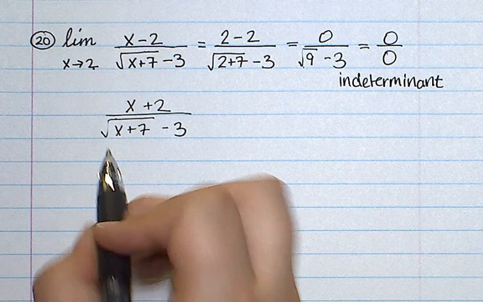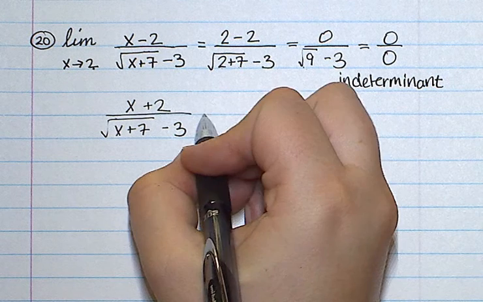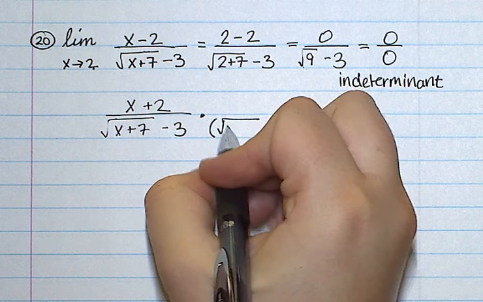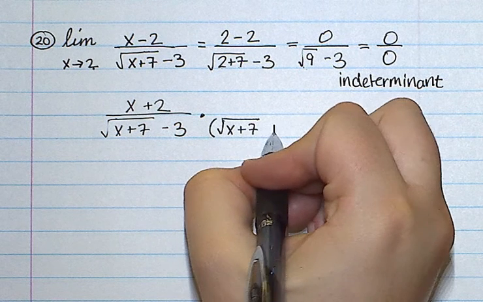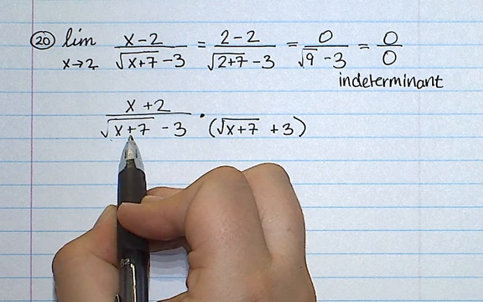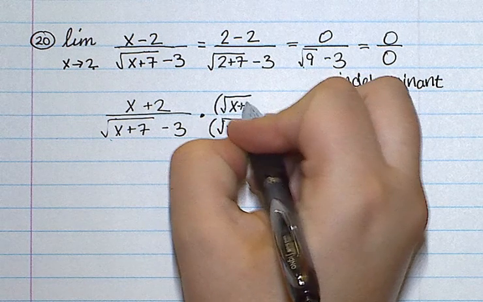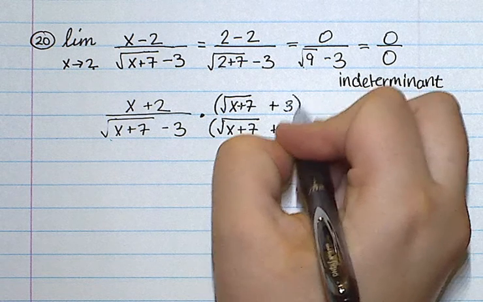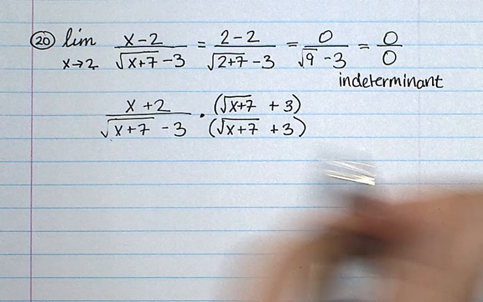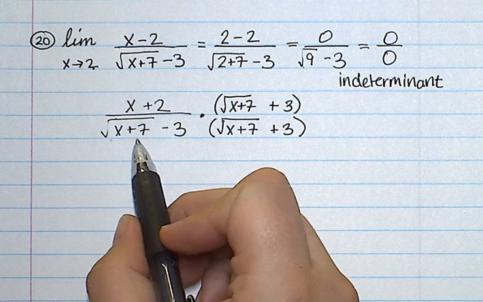So, since I see a square root and it's in a fraction, I'm going to try using the conjugate. The conjugate in this case would be the square root of x plus 7 plus 3. This is a whole term, so I don't change the symbol inside the square root. x plus 7 plus 3. Now the numerator I can't simplify, so I'm going to leave that as is. The denominator, however, since it's a conjugate, I don't need to FOIL.